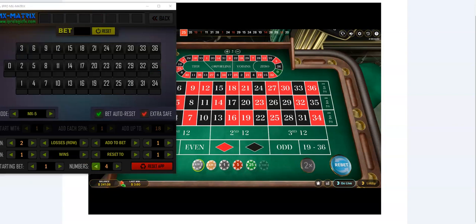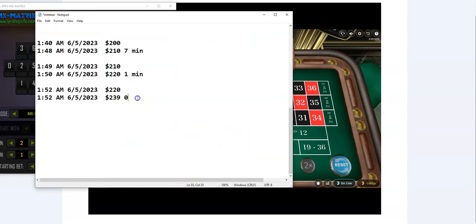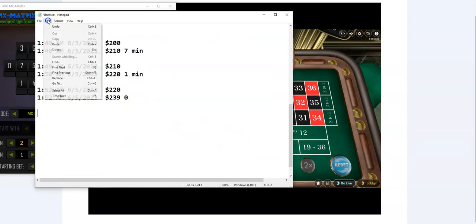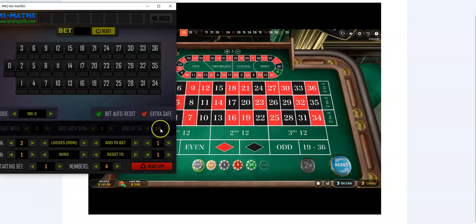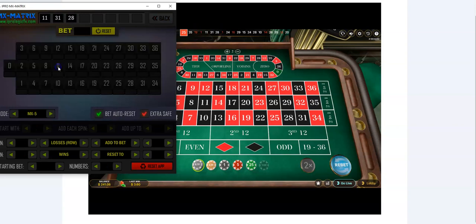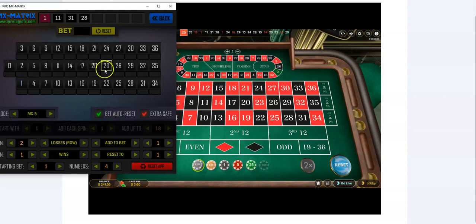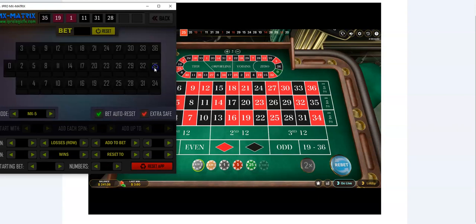Okay, I'm at 241. So I'm going to clock it and show you. Okay, so here we go. Put in the time. Totally different setup. We're at 241, and let's go. So 28, 31, 11, 1, 19, 35, and 25.